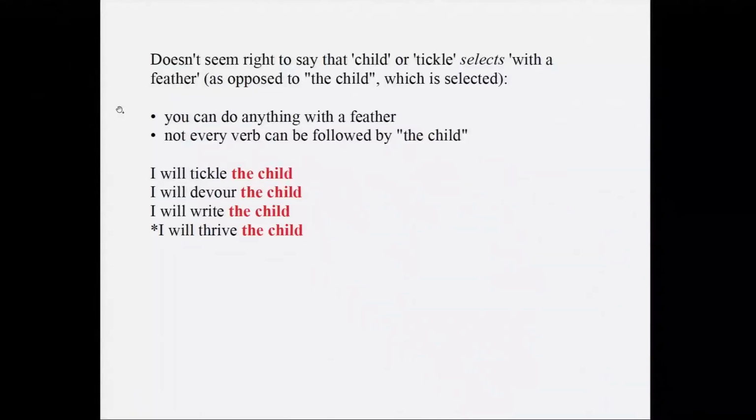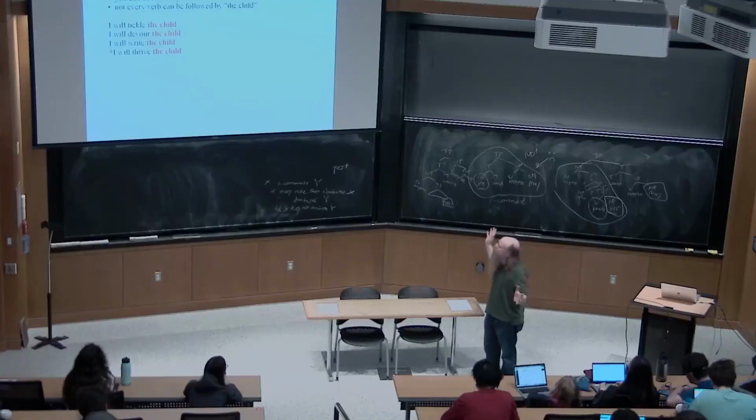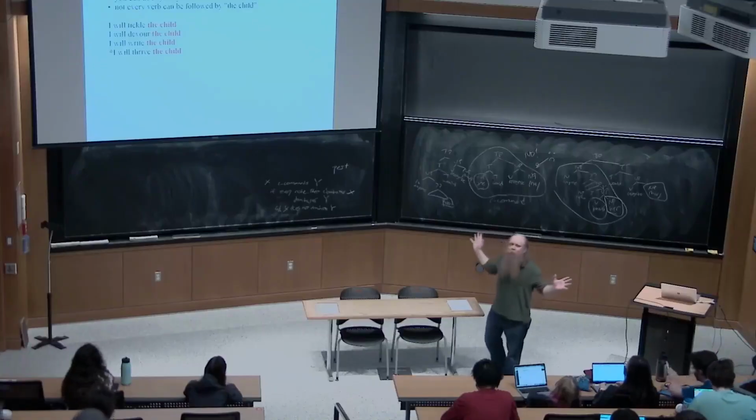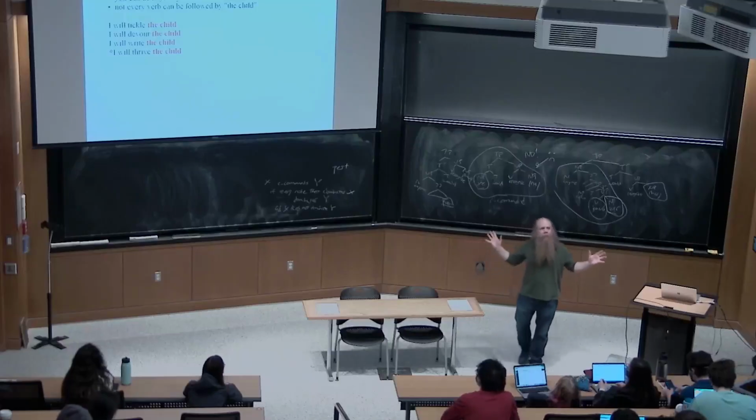Okay, so we said there are verbs like tickle and devour and write that need to have objects, or at least can have objects. And there are other verbs like thrive that pickily can't have objects. So not every verb can be followed by the child. I can tickle a child. I can devour a child. I can write a child, sort of. But I cannot thrive a child no matter how hard I try, right?